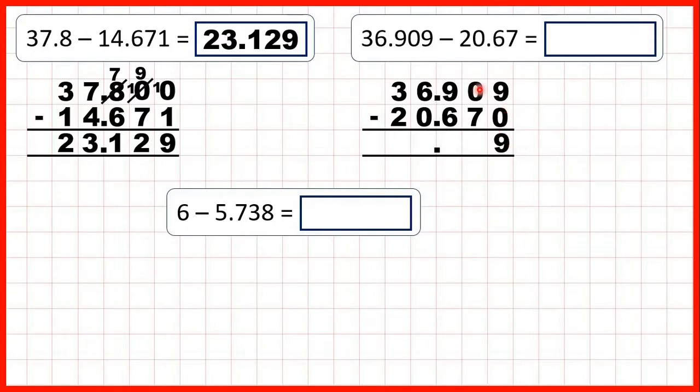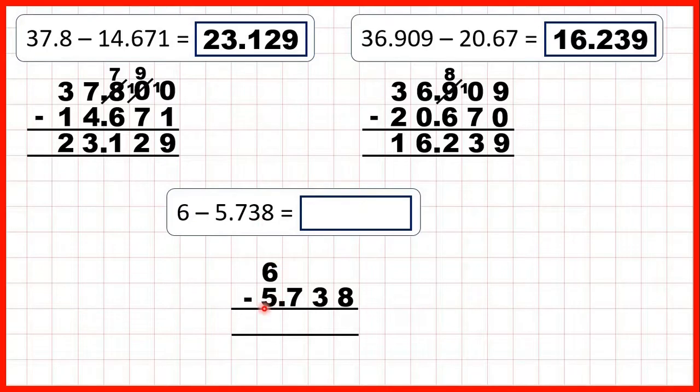We can't do 0 minus 7, so go to the left, 1 less, 1 in front. 10 minus 7 is 3. 8 minus 6 is 2, 6 minus 0 is 6, and 3 minus 2 is 1. So our answer is 16.239.